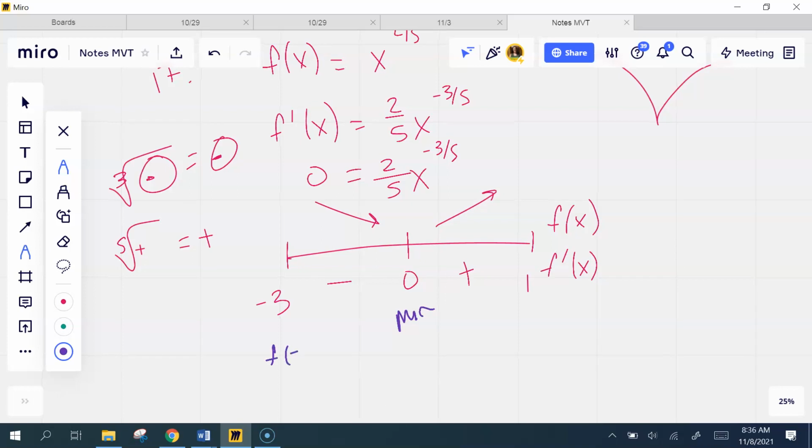I'm going to plug in all of these critical values. First thing I'm going to do is -3, so that's -3 raised to the 2/5. It defined it in the problem. It said between -3 and 1. f of 0 is, of course, 0. And f of 1 would be 1 to the 2/5. So I need to know which is bigger, which is smaller.